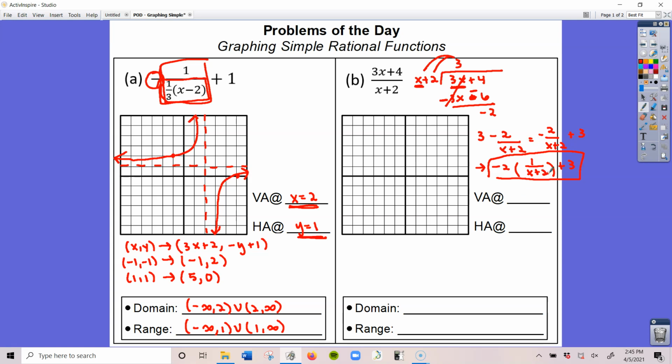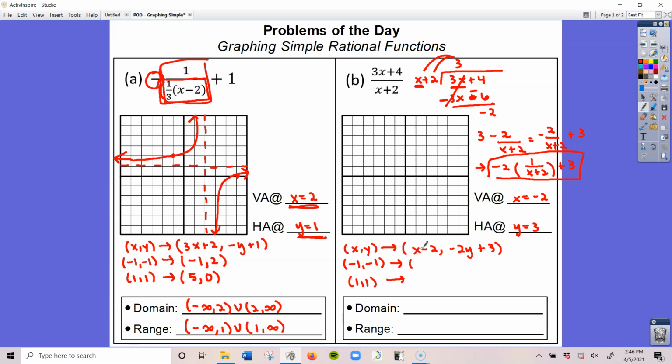My vertical asymptote would be at x is equal to -2. And my horizontal asymptote is at y is equal to 3 because of this plus 3 here. Now we're going to write out our rules. The rule for the x's would be the opposite of what it says in the denominator, so x minus 2. The rule for the y's is anything outside of the fraction, so we have this -2, so -2y, and then plus 3. We have our reference points, which are -1, -1, and 1, 1.